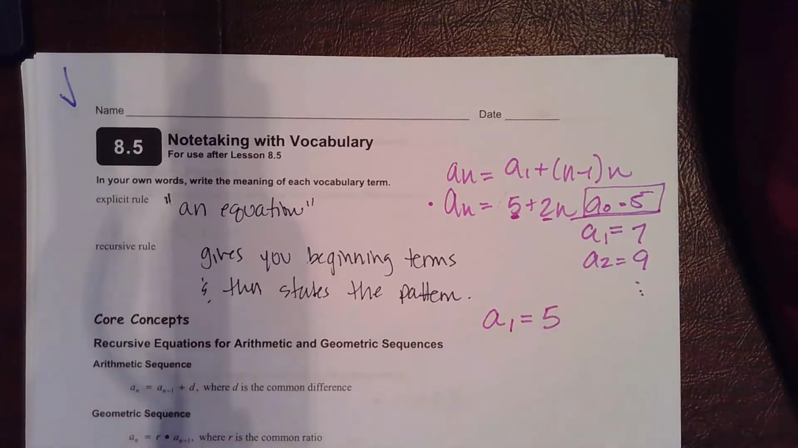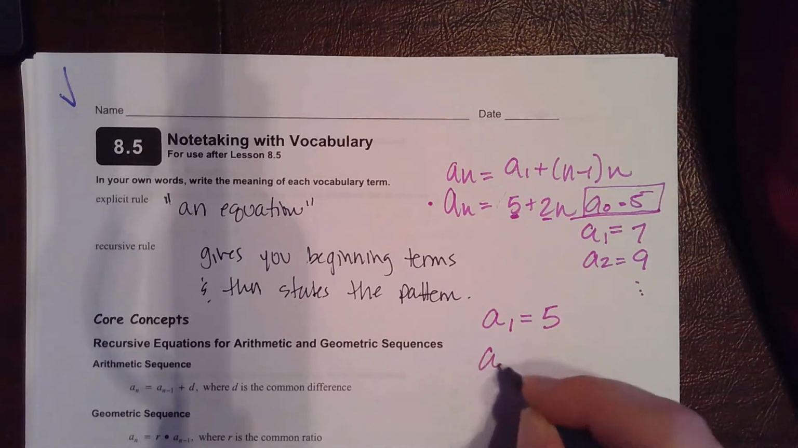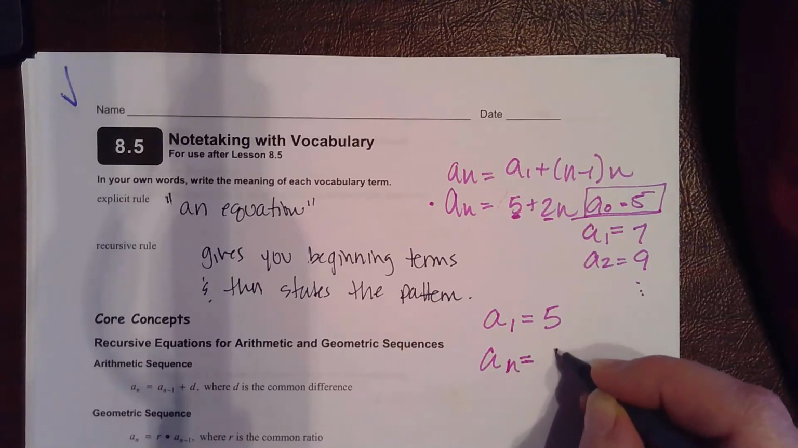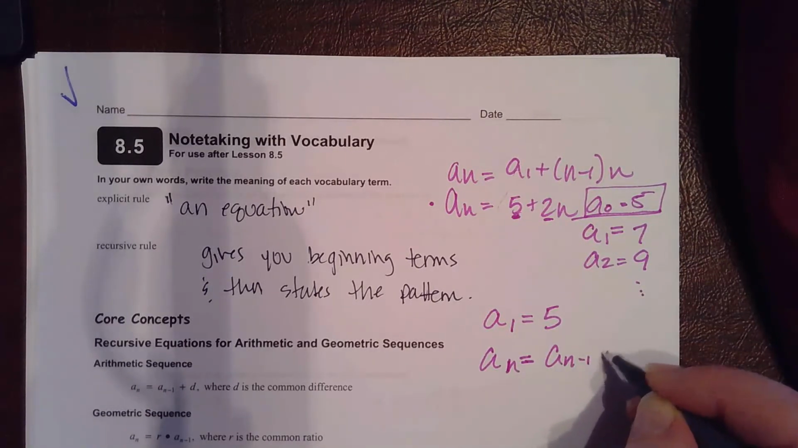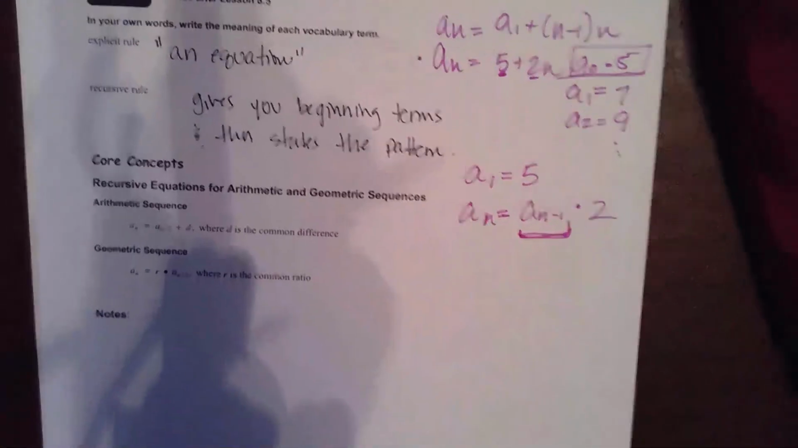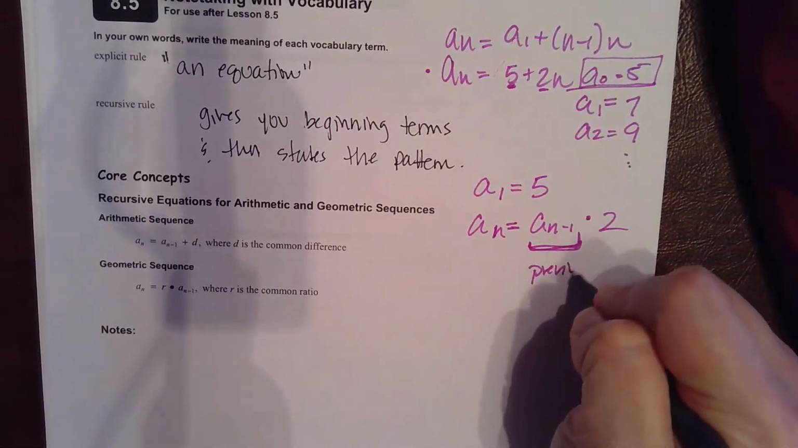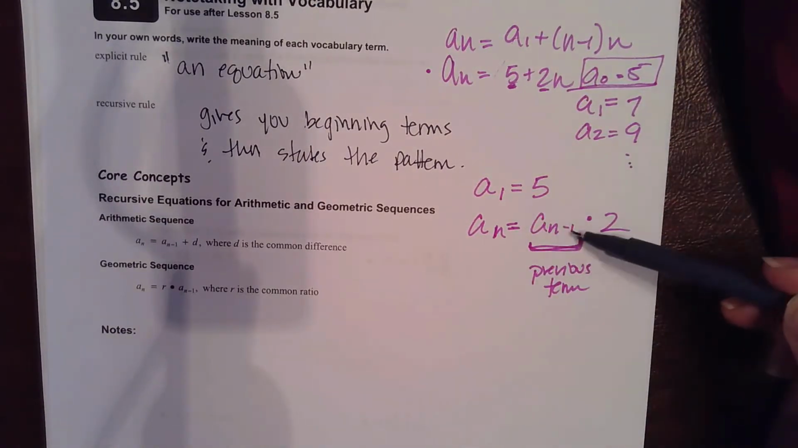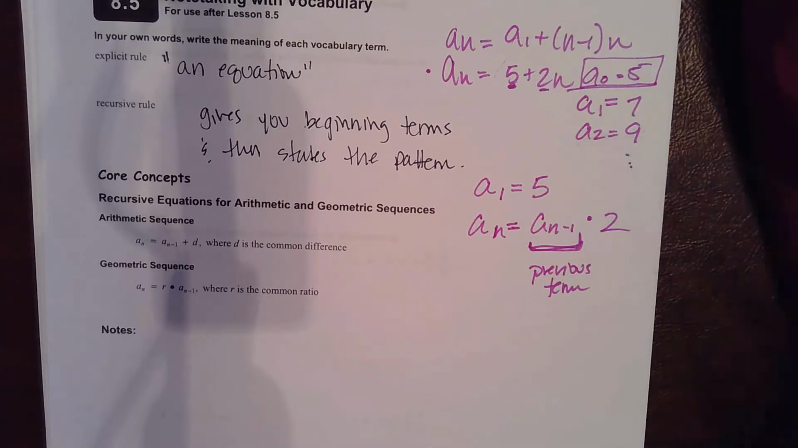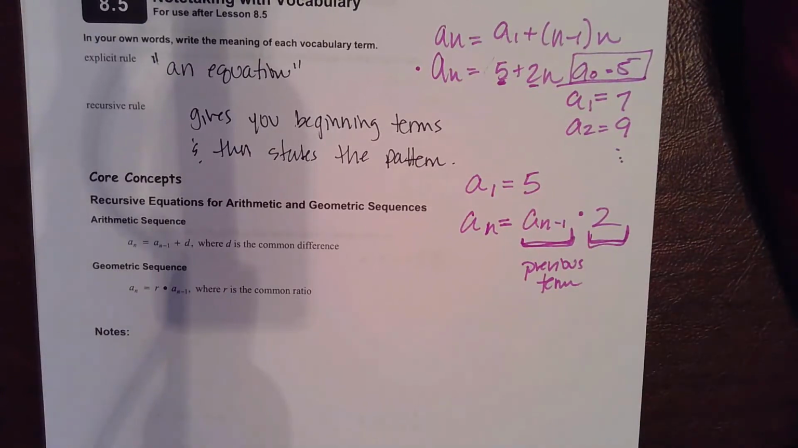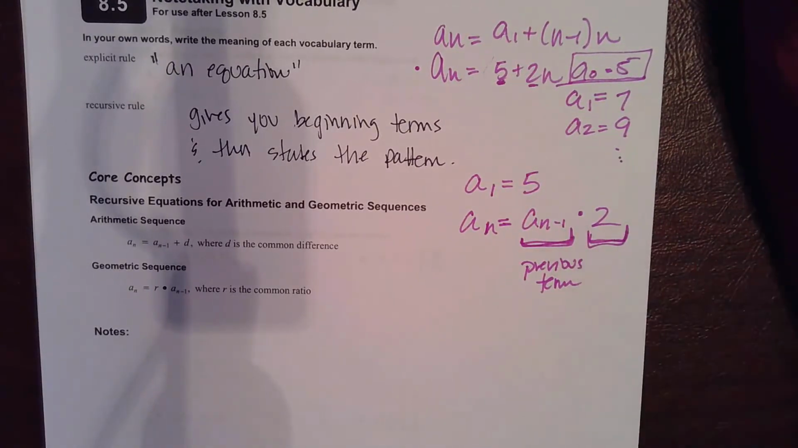Whereas with a recursive rule, let's say I give you the first term. I'll tell you 5 is our first term. And then I'll tell you our a sub n term is going to be a sub n minus 1 times 2. What n minus 1 implies is that we're talking about a previous term. If n refers to the term we're talking about, n minus 1 refers to the term that came right before it. The rest is what you're doing to get to your next term. In this case, we're taking the previous term and multiplying it by 2.